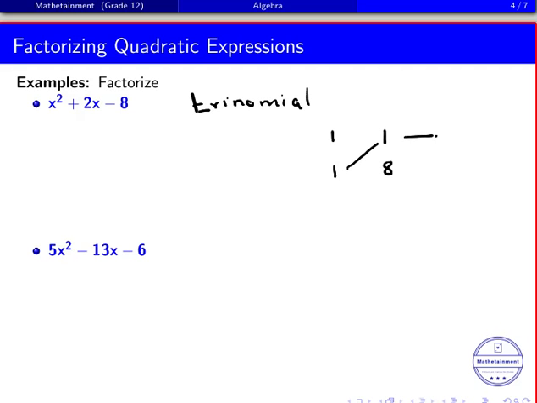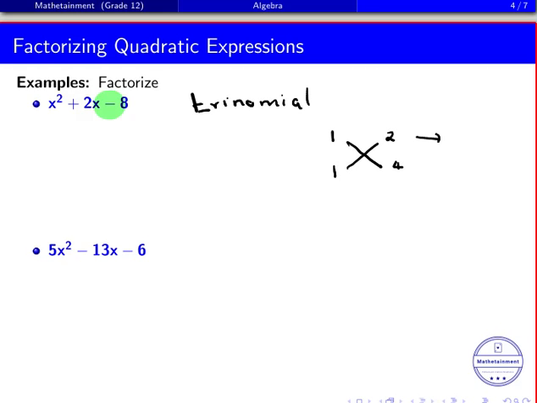1 times 1, I have 1. 1 times 8, I have 8. And the sign that I'm highlighting there says I need to subtract those two products and see if I get the middle term. It looks like what I'm getting drops down to 7. It's not what I see in the middle term. I need to change my combination then. Instead of 1 and 8, I'm going to try 2 and 4. Those are still factors of 8.